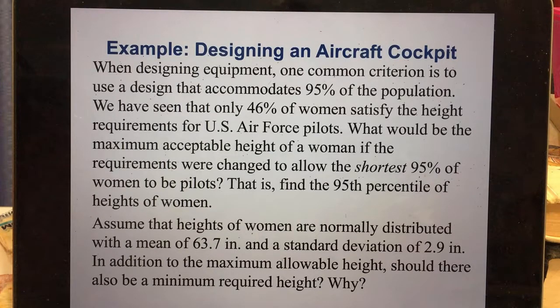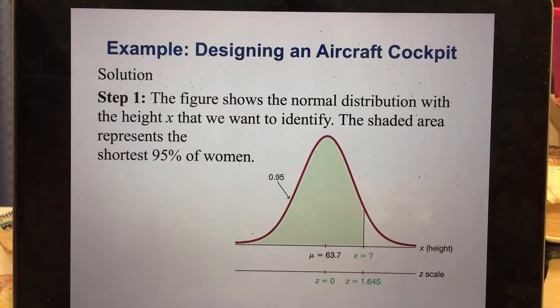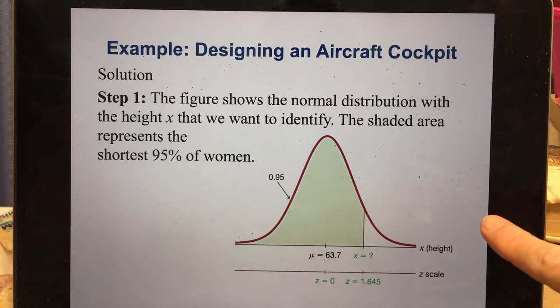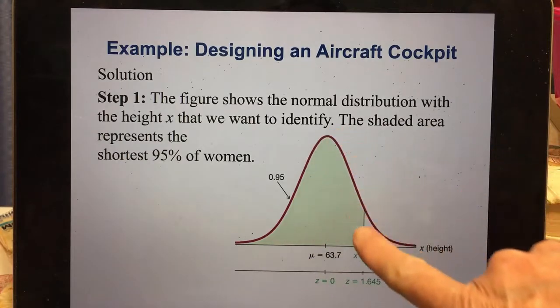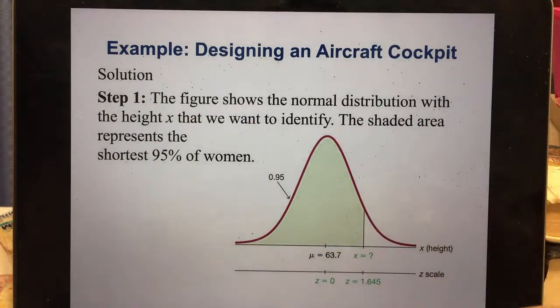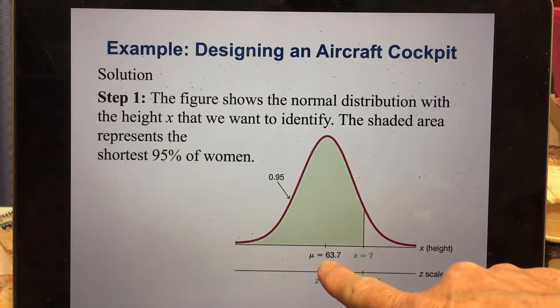So they've given us a mean of 63.7 and a standard deviation of 2.9. So we're going to put our mean and our standard deviation on our board. Notice that they're drawing the picture first. The picture shows the normal distribution with the height x that we want to identify. The shaded area represents the shortest 95% of all the women. Okay, and so our mean was 63.4.